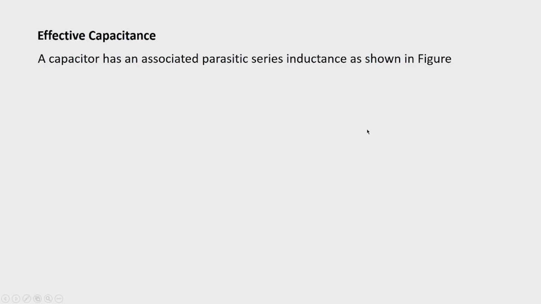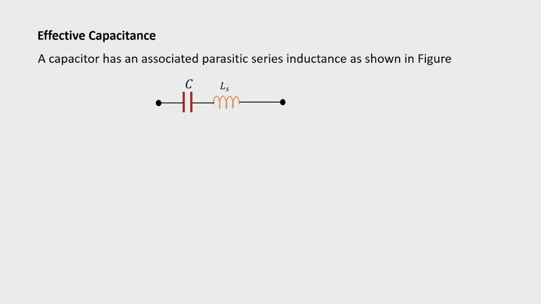So, we start with effective capacitance. A capacitor has an associated parasitic series inductance, which is shown in the figure. It will also have a resistance which we are neglecting for the time being.